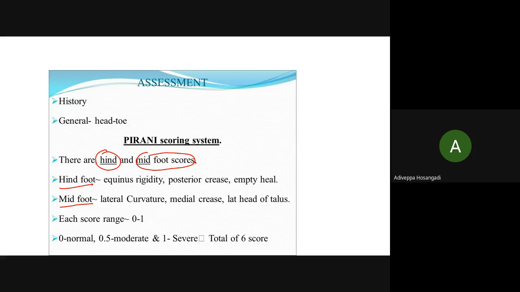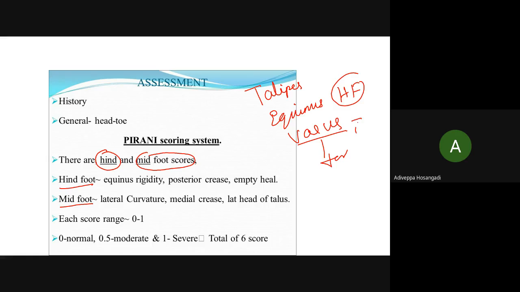So in the hind foot, what happens? CTV is congenital talipes equinovarus. Varus in the forefoot, equinus in the hind foot. So hind foot equinus rigidity: how rigid is the equinus? There has to be a posterior crease. Look at your own foot, there are creases posteriorly, which means the normal movements of the ankle are there. Then the empty heel. You have to examine a child, then only will you know.